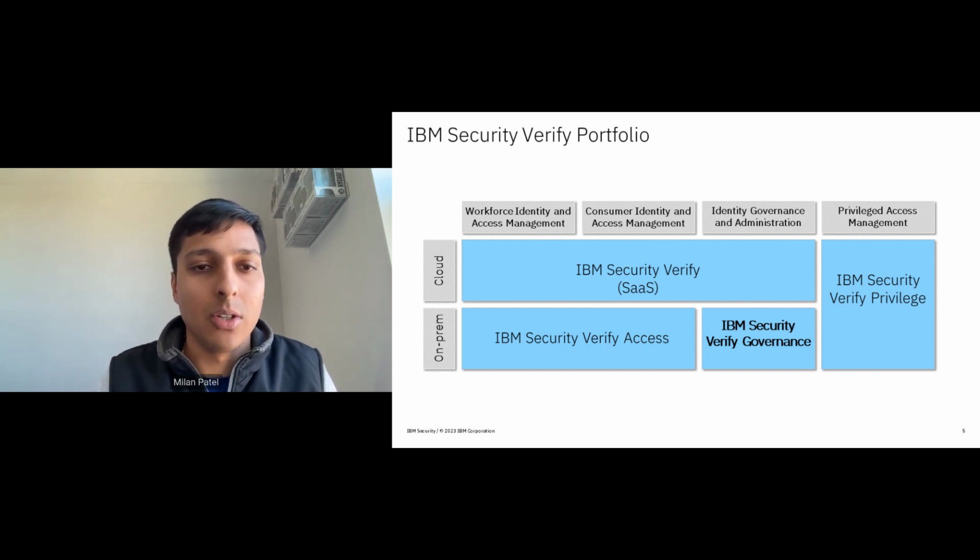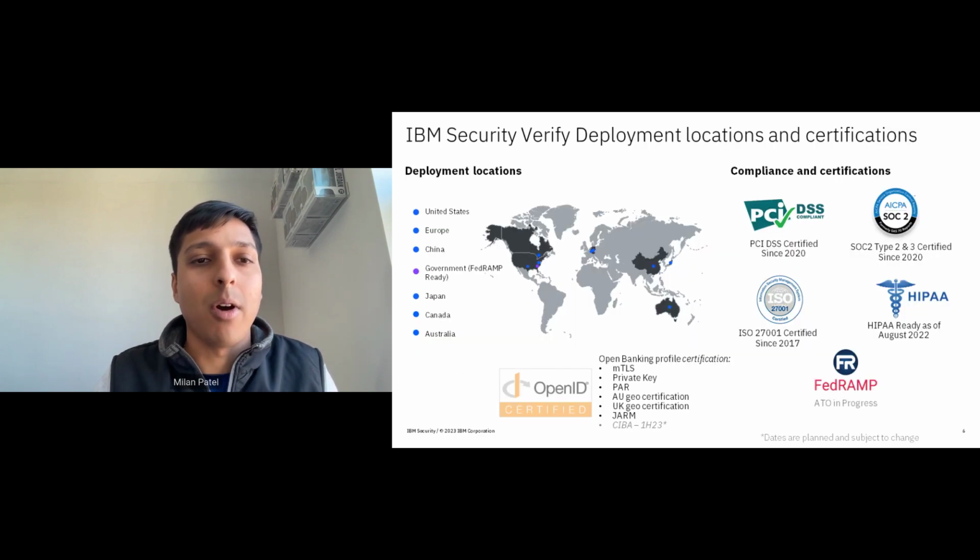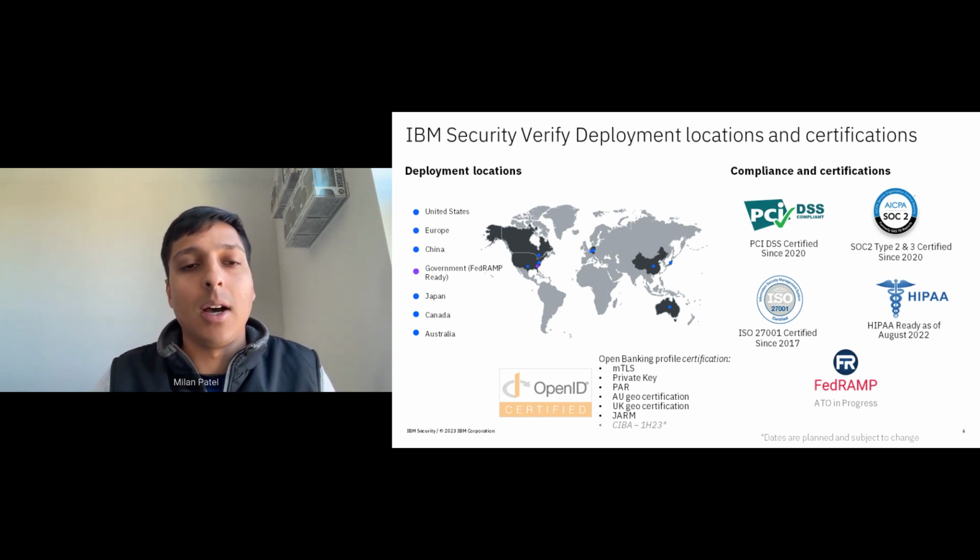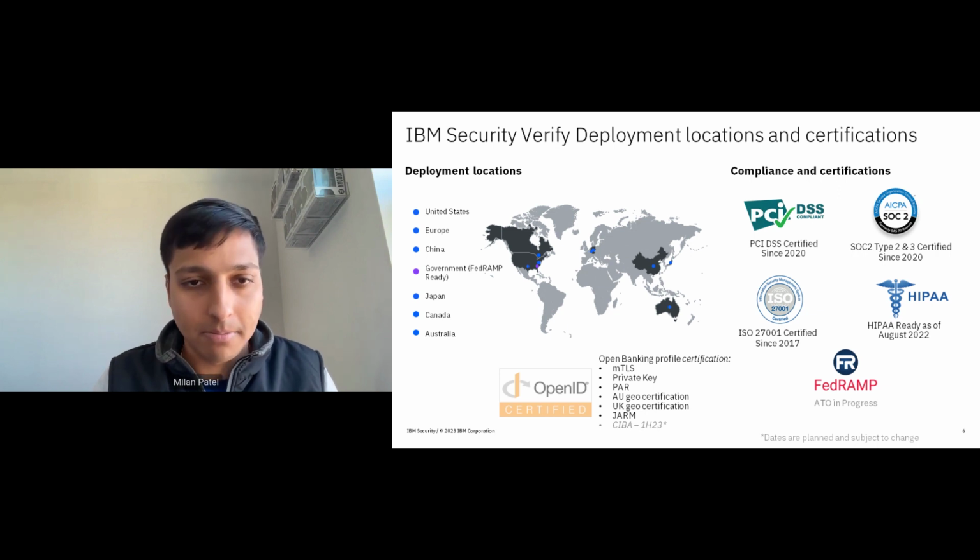single solution. Now, specifically to our SaaS product, our SaaS is deployed in 6 regions in terms of general availability, and we also have a government-ready environment in the US. So the regions are the US, Europe, China, Japan, Canada, and Australia. And we run at a 99.99% SLA.